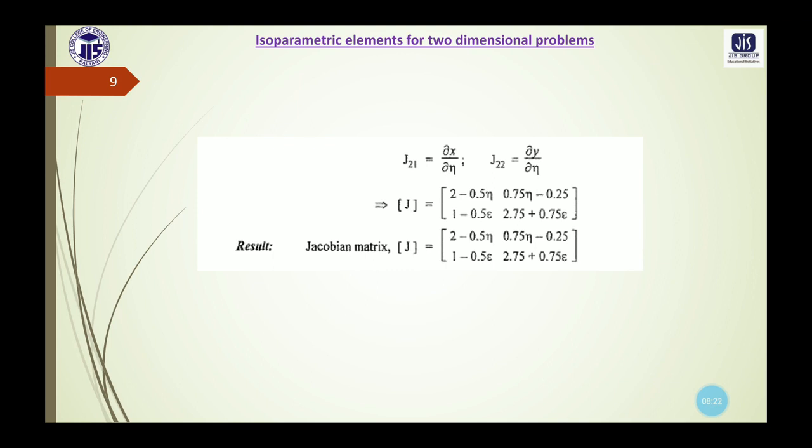From these two different equations we have performed the differentiation with respect to epsilon and eta, which are the elements of the Jacobian matrix. So this is the procedure which we have followed here to obtain the Jacobian matrix for the given quadrilateral element.